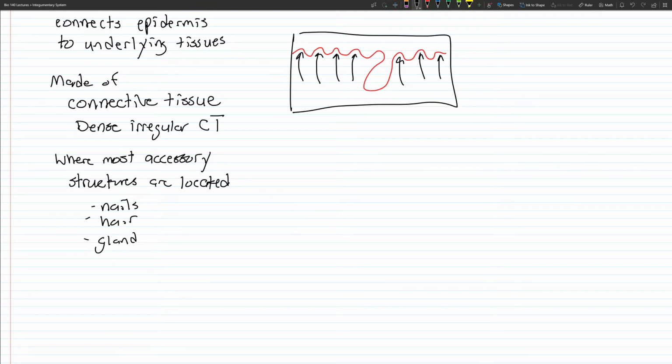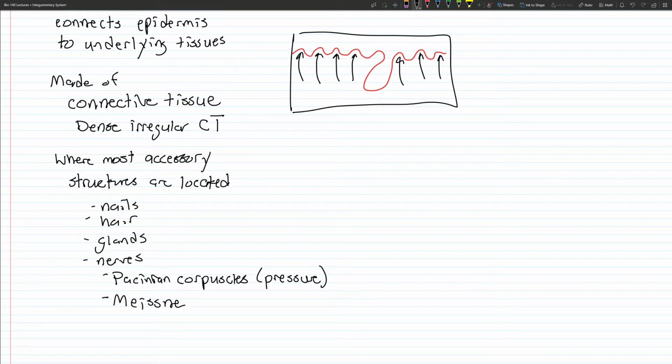Glands, nerves, sensory nerves. Okay, for pressure and for light touch. Nerves are called Pacinian corpuscles. What they do is they detect pressure. And then you have these things called Meissner's corpuscles. And these are for light touch. There are others, but you don't really need to know the others.